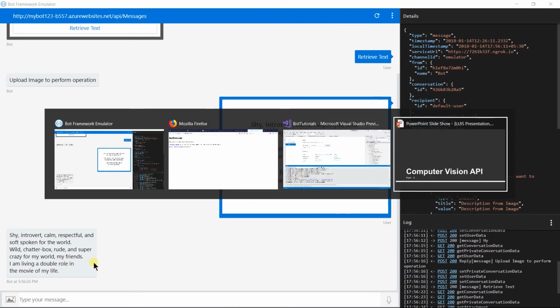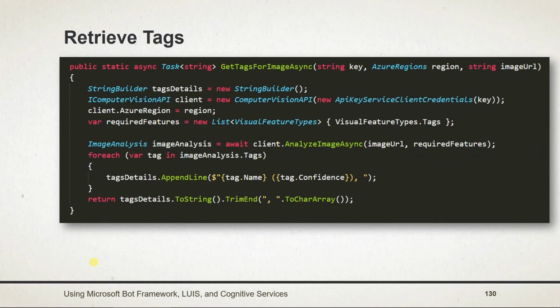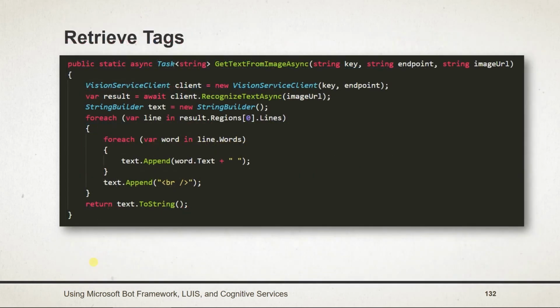Let us see what we have learned in this session. To retrieve tags, we need to pass tags in required features and loop through each tag that we got. The tag contains tag name and confidence. Here we use adult, category, color and image type features. To perform OCR, I have used Vision Service Client and looped through each line and word.